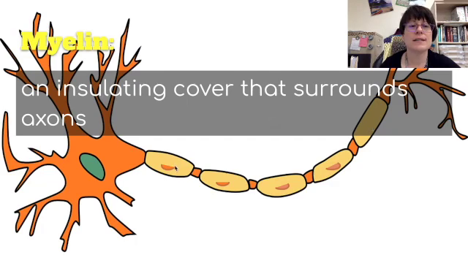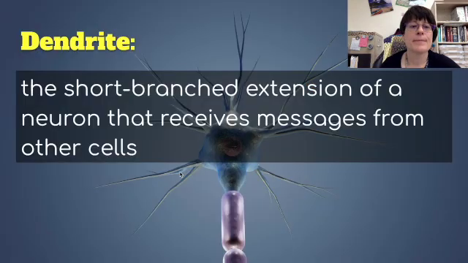And around the axon is myelin, and this is an insulating cover that surrounds axons, because your axon is a lot like a wire, and electrical wires also require insulation so they don't touch and become short-circuited. At the end of a neuron is what is called the dendrite, and these are the short branched extensions of a neuron that receives messages from other cells. So this is the dendrite, and it receives messages from other cells at these points here.